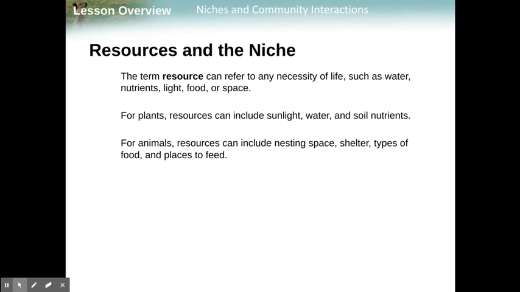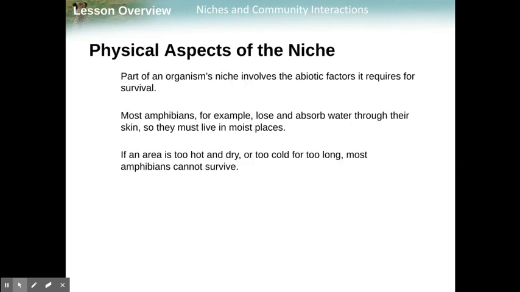Now, plants' resources include things like sunlight, water, soil, nutrients. They can include space. You think about some of our large trees. They need a lot of space to grow to their full adult size. For animals, though, resources include things like nesting space, so where they can call home, so to say, shelter, types of food, and places to feed.